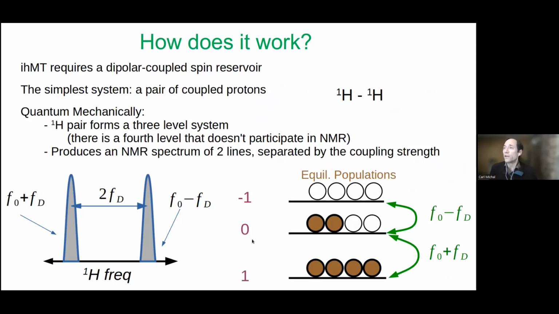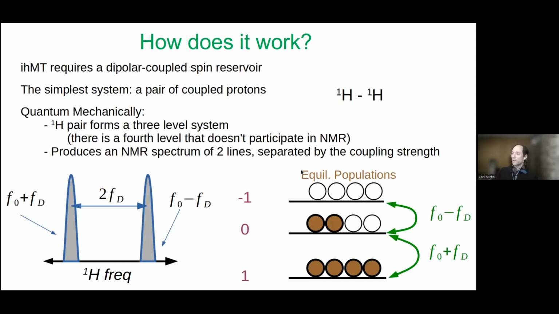So I want to focus on how this experiment works. The simplest kind of system to think about what's going on in this experiment is a pair of coupled protons. From a quantum mechanics point of view, a pair of coupled protons forms a three-level system. There actually is a fourth level, but that doesn't participate in the magnetic resonance. This pair of coupled protons produces an NMR spectrum that has two lines in it. The two lines are separated by twice the dipolar coupling strength.